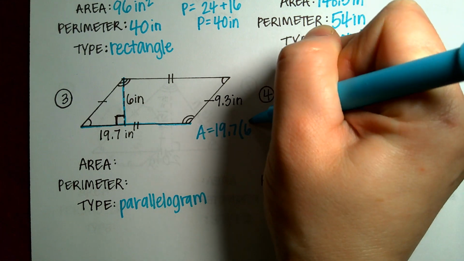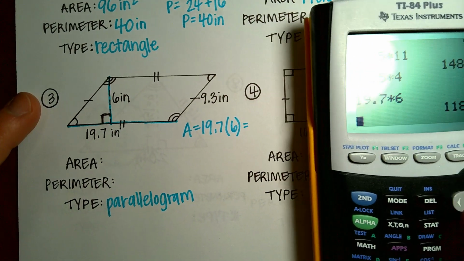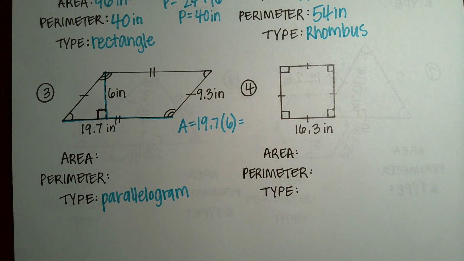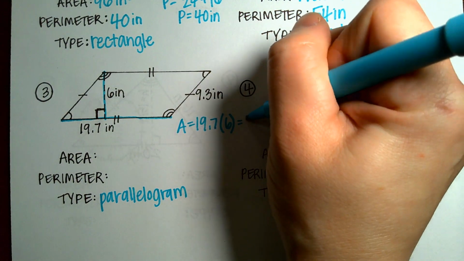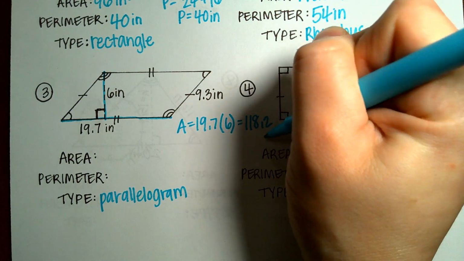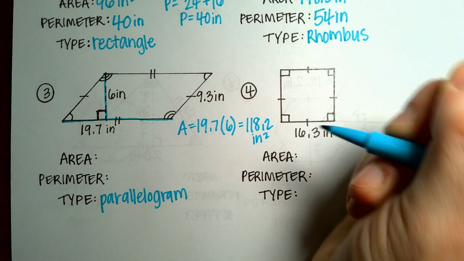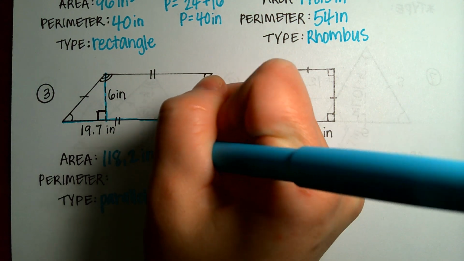7 times 6. Let's see. I got 118.2. That's what I get. Perfect. So 118.2. And what is our units? Inches squared. Good. 118.2 inches squared.